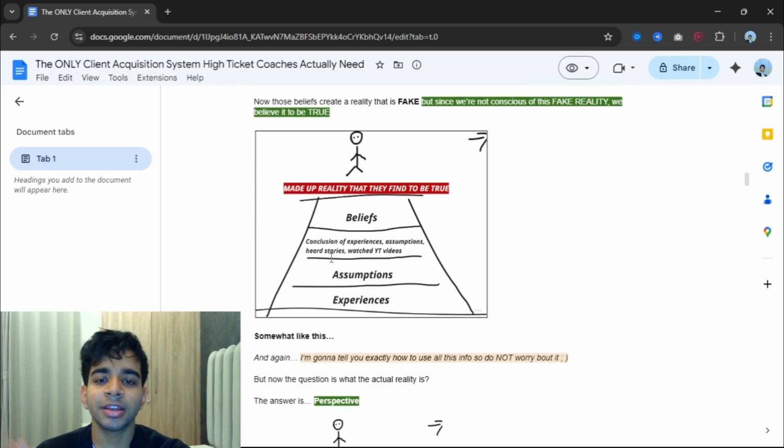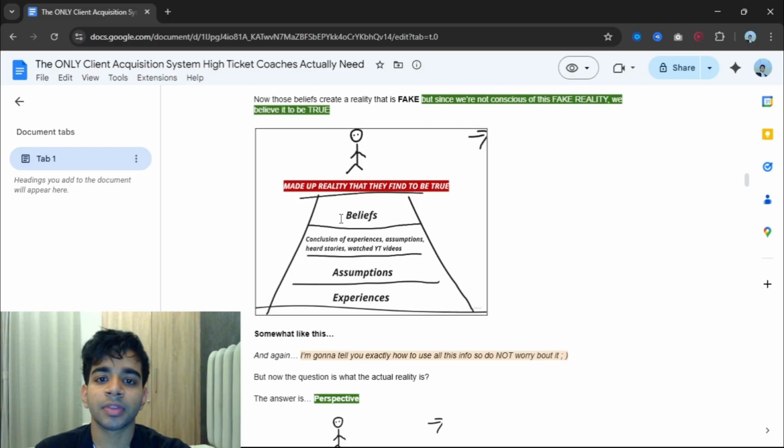Now let me explain in detail what that means. So this is the person, and they are built on their experiences, and then assumptions, and then conclusions of experiences and assumptions, heard stories, watched YouTube videos or any kind of videos, and then these conclusions create the belief, and those beliefs create their fake reality that they believe to be true.